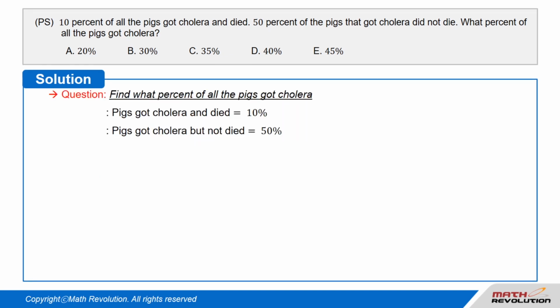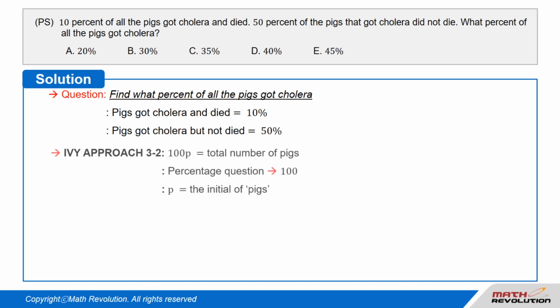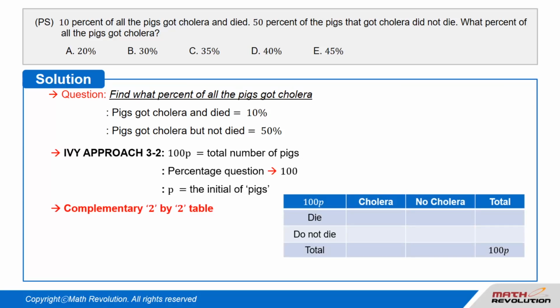We have to find what percent of all the pigs got cholera if 10% of all the pigs got cholera and died, while 50% of the pigs that got cholera did not die. Now we use the IV approach as we are dealing with percentages here. So we will take the total number of pigs to be 100 times P, and P stands for the initial of pigs. This is also a typical complementary 2x2 question which frequently occurs on the GMAT.